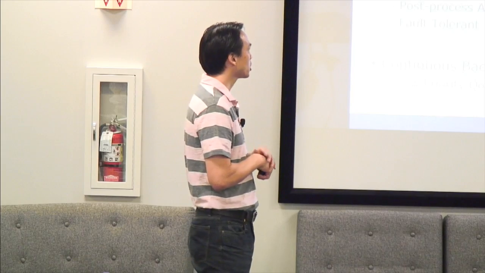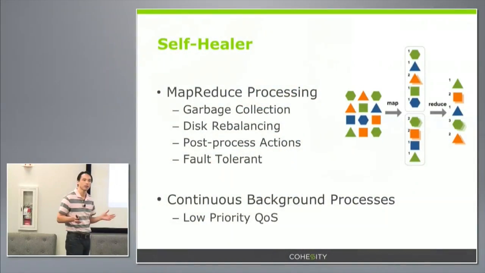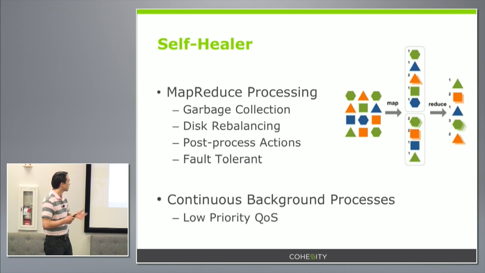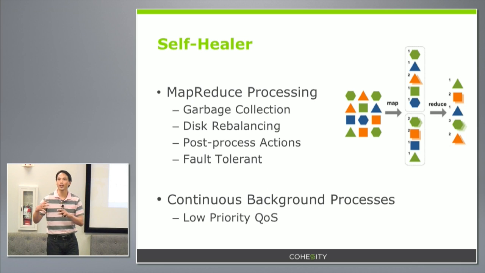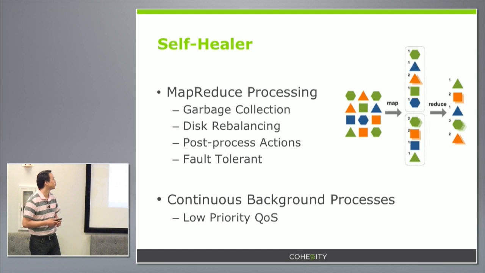So our garbage collection, or Selfhealer, is a distributed process based on a MapReduce framework. It does things like garbage collection, but it also does things like disk rebalancing. For example, if I add some new nodes to the cluster, I want to distribute the data onto those new nodes. This gives me higher read and write performance. Or if a node goes down, I need to replicate the data that was on that node to the other nodes.